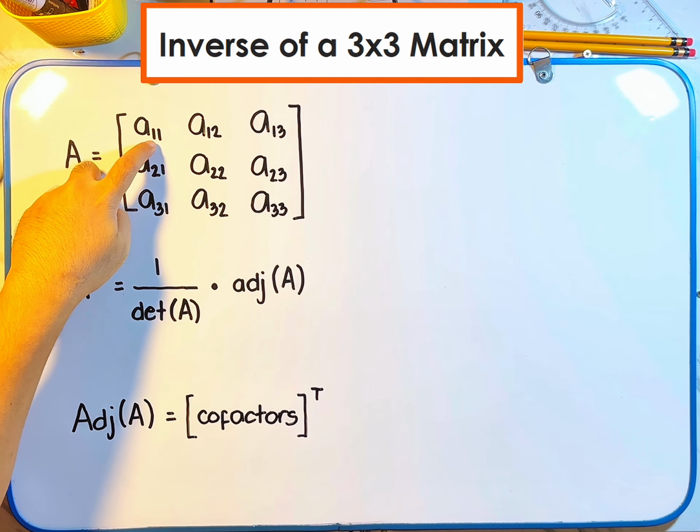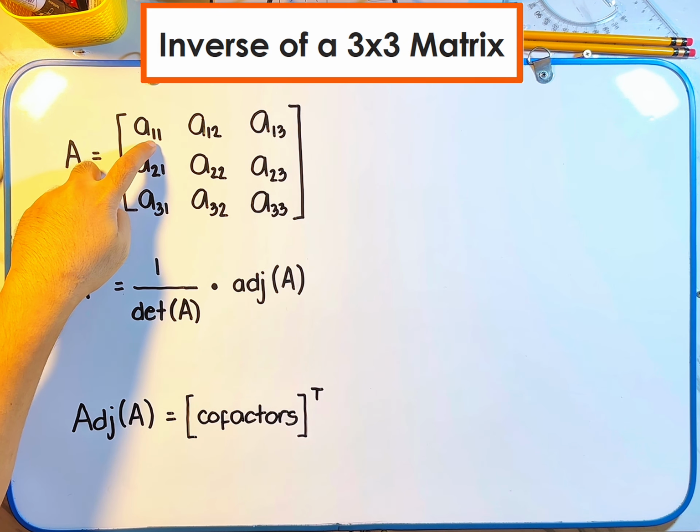2 times 0 times 8, that's 0, plus 1 times 2 times 4, that's 8, plus 3 times 1 times 1, that's 3, minus, multiply diagonally upwards. 4 times 0 times 3 is 0, plus 1 times 2 times 2, that's 4, plus 8 times 1 times 1, that's 8. Let's simplify. 8 plus 3 is 11, minus 4 plus 8 is 12. And 11 minus 12 is negative 1. So the determinant of the matrix is negative 1.